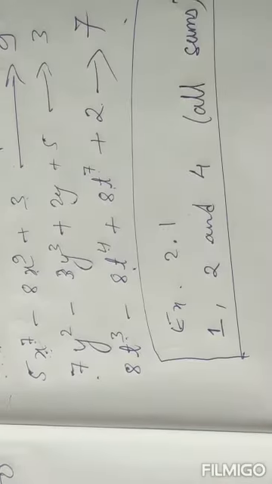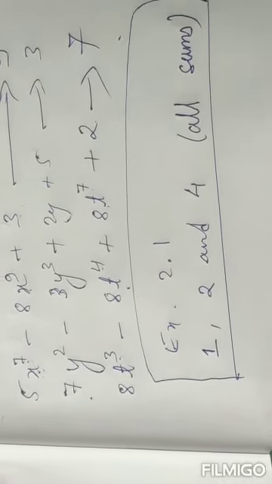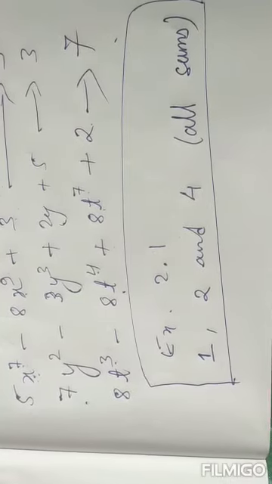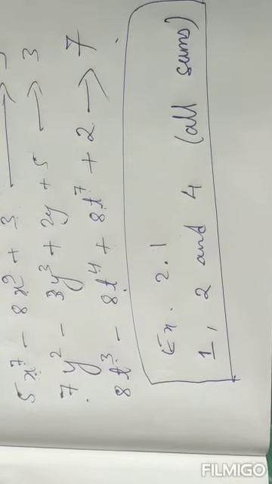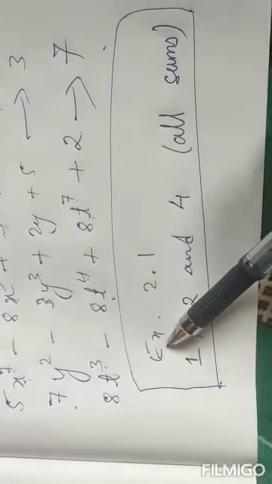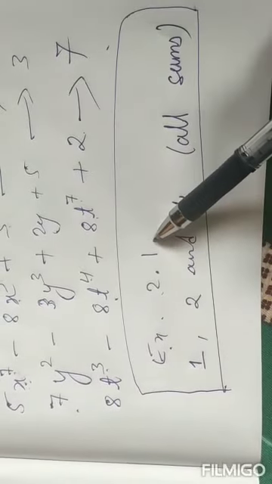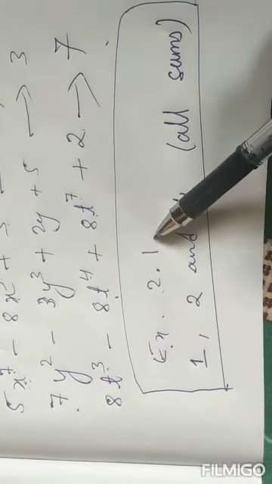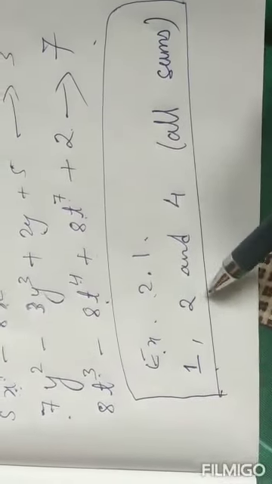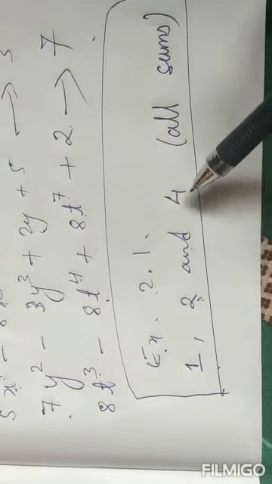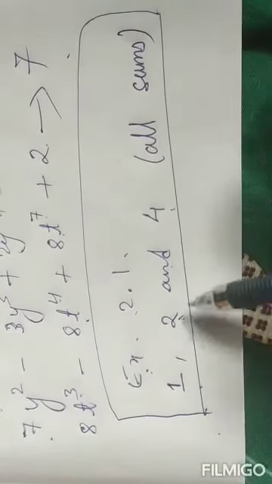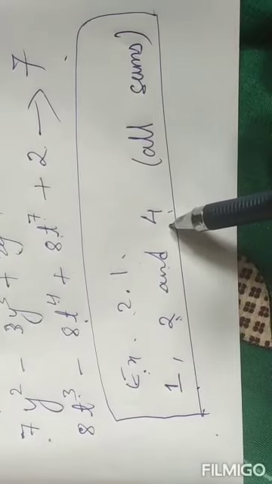Okay. So students, before ending this video, I would like to give you some homework, and the homework is exercise 2.1. You can see your exercise 2.1 and number 1, number 2 and number 4. All sums, okay, like A, B, C, D, whatever is the number. Exercise 2.1, 1, 2 and 4, all sums you do it as your homework.